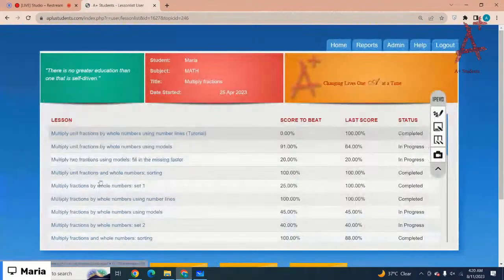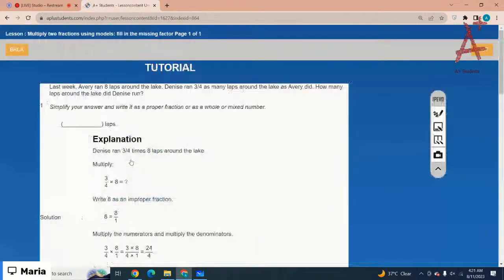Okay, the next one is multiply two fractions using models. Fill in the missing factor. Okay, you have to do the same thing. You have to multiply two fractions using a model, but you have to fill in the missing factor, right? Okay, let's just start with the first question.